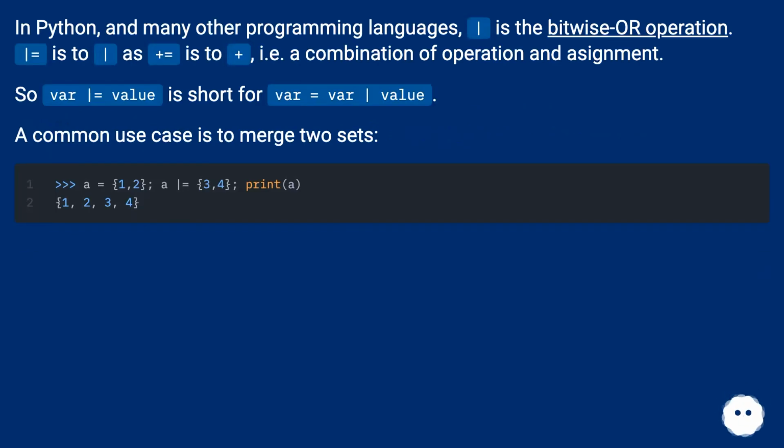In Python, and many other programming languages, |= is the bitwise OR operation. |= is to | as += is to +, i.e. a combination of operation and assignment. So var |= value is short for var = var | value. A common use case is to merge two sets.